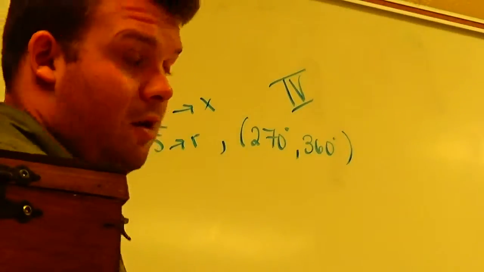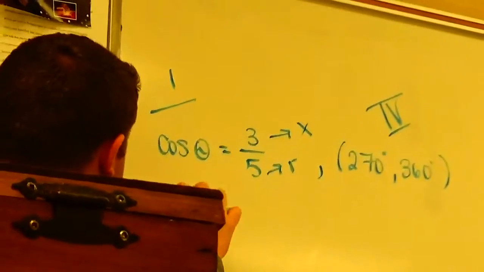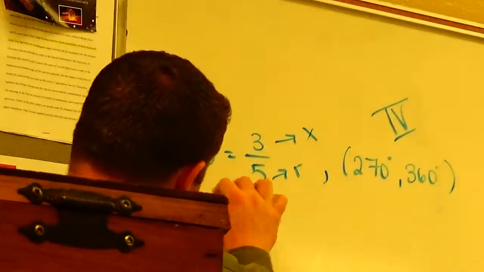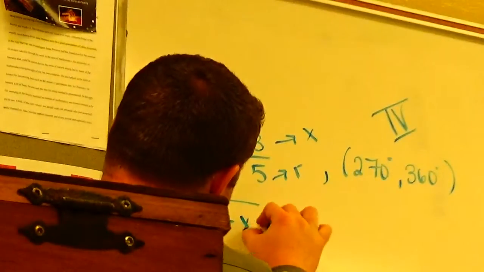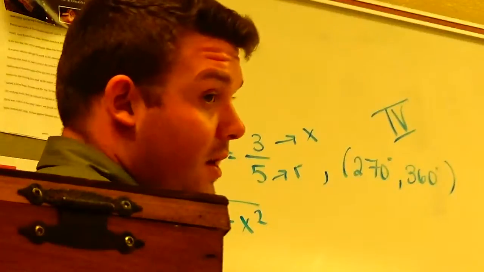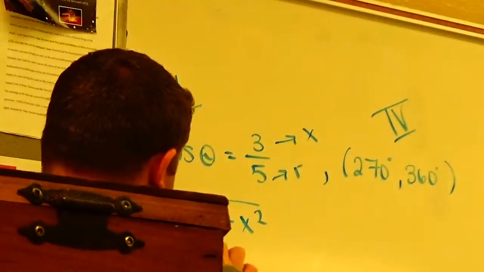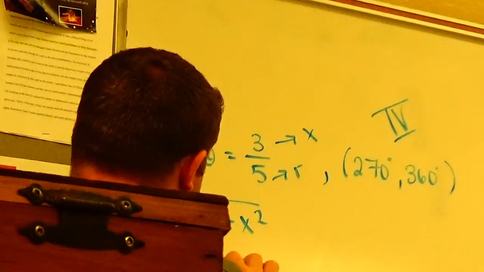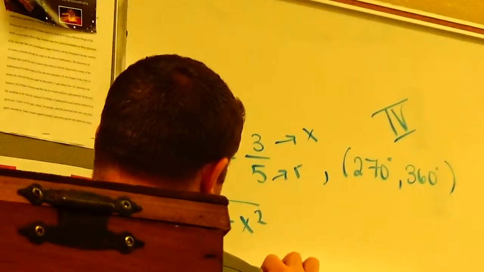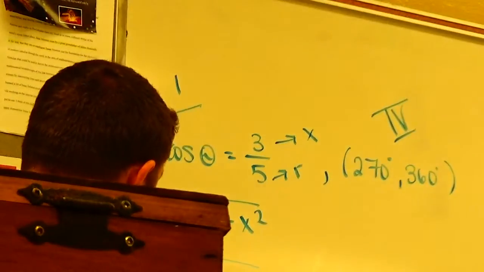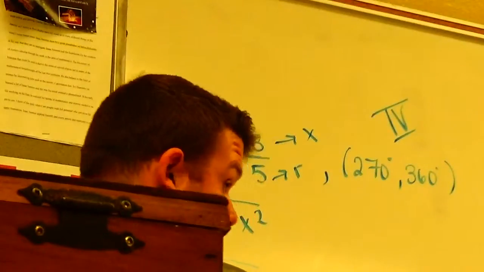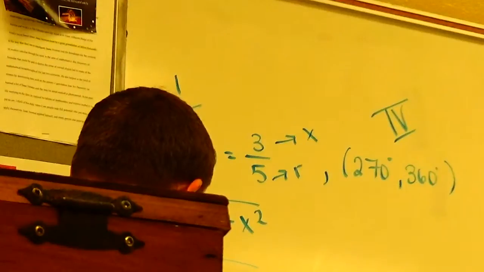Y. On the left side where it says r equals the square root of x squared plus y squared, we can manipulate that equation and say y equals the square root of r squared minus x squared. Plug these two values in. We get y equals the square root of 25 minus 9. What's 25 minus 9? 16. And that is 4.